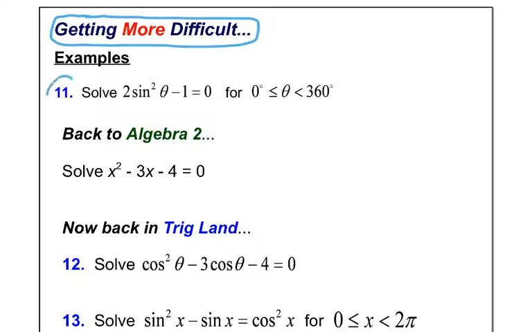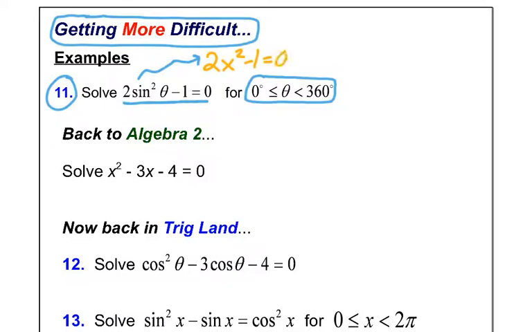So number 11. This one says we want to solve, and it looks like this. 2 sine squared of theta minus 1 equals 0. Over here it just means we're going to be in degree mode and we're in one circle, no negatives. All right, well, sometimes I think of trig like algebra, so maybe it's easier to think of it like this. Instead of 2 sine squared minus 1, I'm just going to write 2x squared minus 1 equals 0. And I think to myself, how do I solve that? How do I solve for x? And really, you just try to isolate the x.